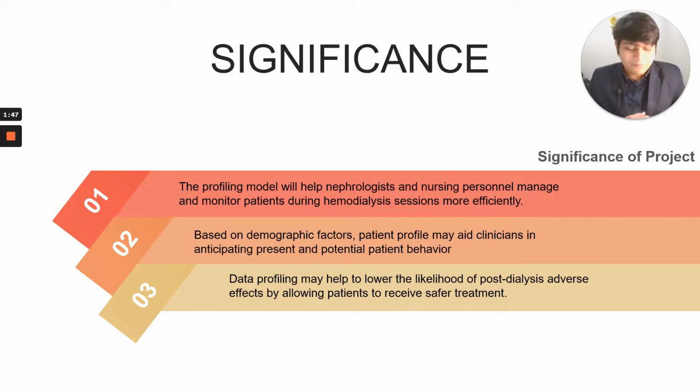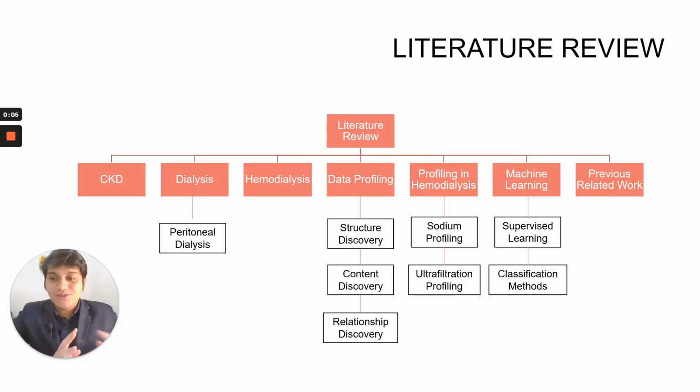receive safe treatment. Next, let's go to the literature review. In this literature review, there are 7 components that will be explained. First, the CKD. Next, the dialysis. Dialysis has 2 options, but our main focus is actually hemodialysis. Thus, the peritoneal dialysis will be explained just a little bit, just as our prior knowledge.